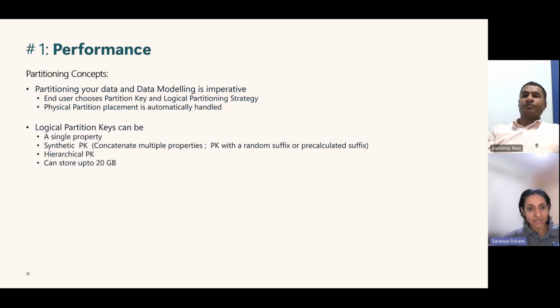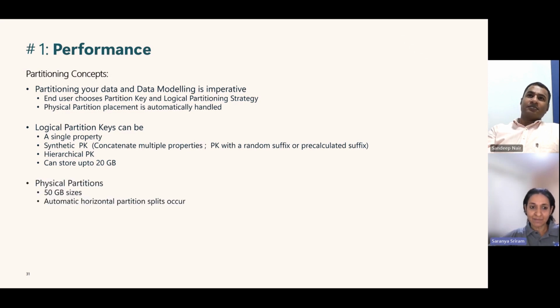Moving on to concepts on the logical partition key, as you saw, it can either be a single property or a synthetic partition key, which could be a concatenation of multiple properties, a random suffix, or a pre-calculated suffix, etc., or a hierarchical partition key. Sandeep, maybe you can explain why you think the hierarchical partition key was a valid fit in this case. Logical partition keys can store up to 20 GB. Going back to the physical partition, it's about 50 GB today, though it depends, and that's abstracted from the end user. Physical partitions split automatically, and they are non-blocking splits.